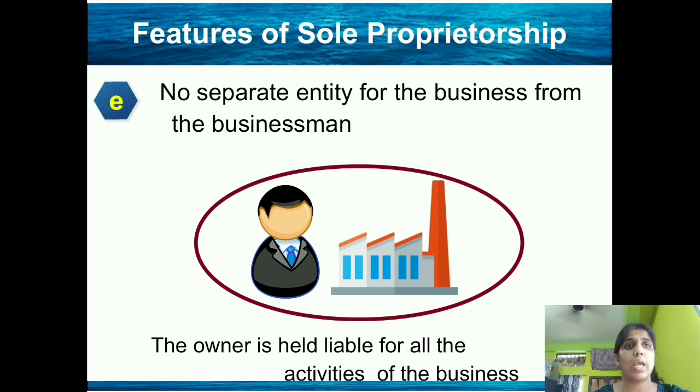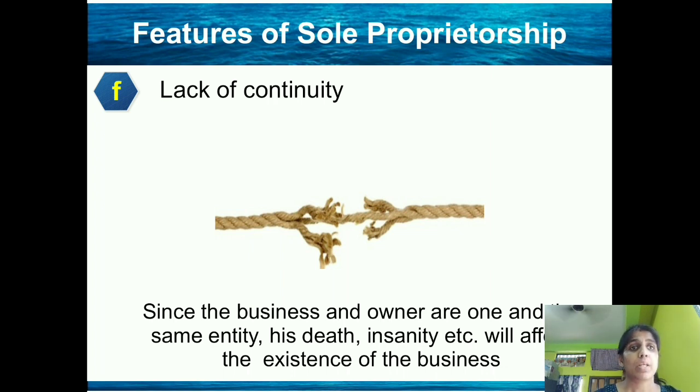Moving to the last feature, we have lack of continuity. Since the business and the owner are one and the same entity, if he dies or becomes insane or doesn't want to do the business, the continuity of the business stops, meaning the business comes to an end. You will not be able to continue the business if you are not there anymore. Suppose you died or became insane, meaning mad, or any sort of problem you're having, you don't want to do the business. Nobody else can do that business. That leads to lack of continuity, meaning your business ends there.